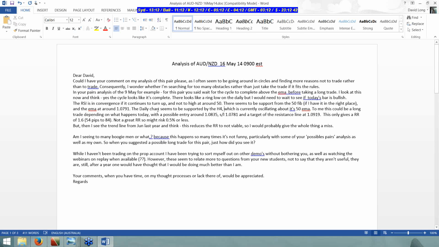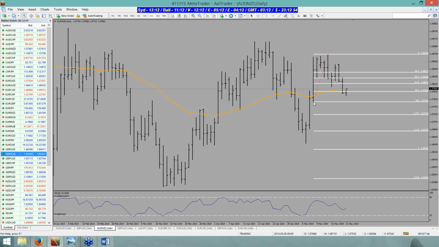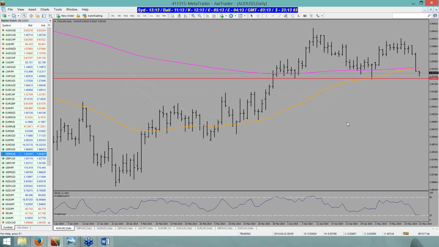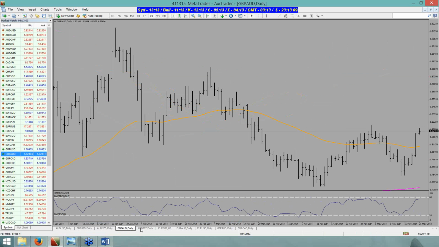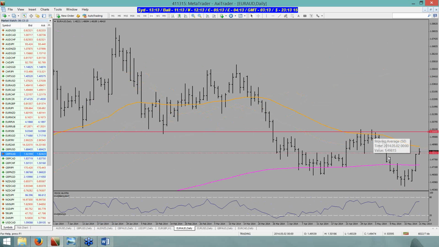Yeah, don't get confused by the 4 hour. If you're looking at the daily, stay on the daily. Don't worry about what the 4 hour's doing. It seems to be support from the 50 fib if I have it in the right place. Going back to this, that's where you should be looking. And yeah, there's clear opportunities quite often if you look at things like the Euro Aussie. There's a clear opportunity there. Not sure if you took that or not, but there's plenty, and they're setting up for another one.